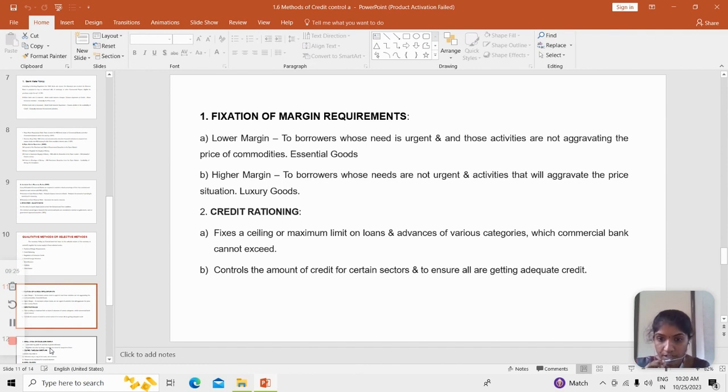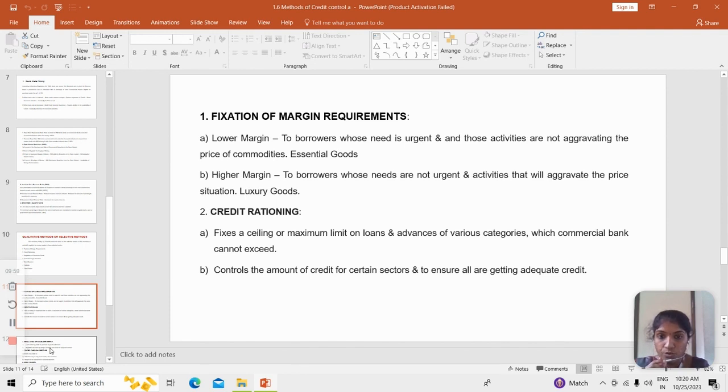Second one, credit rationing, which means they fix a ceiling or a maximum limit on loans and advances of various categories which a commercial bank cannot exceed. That is, if a commercial bank wants to give loans and advances to a particular borrower, the RBI or the apex bank will provide a ceiling limit that all the commercial banks and other financial institutions have to follow. Their maximum limit on loans and advances should not exceed.